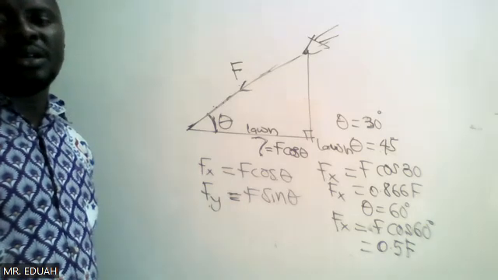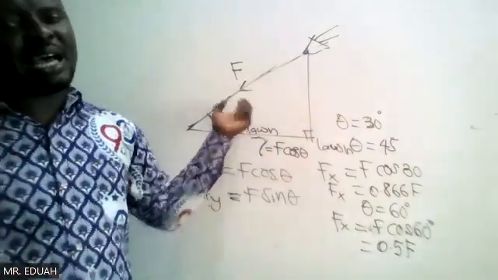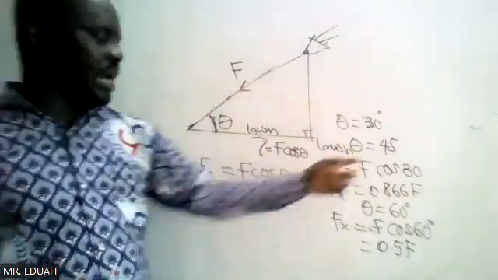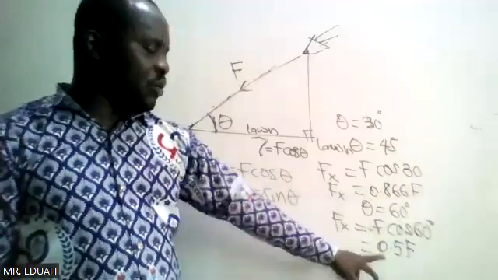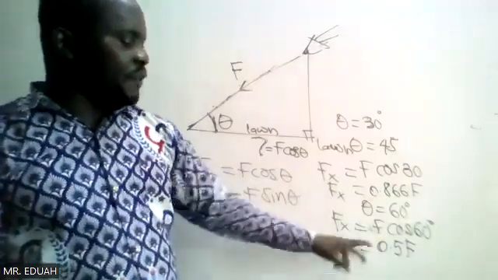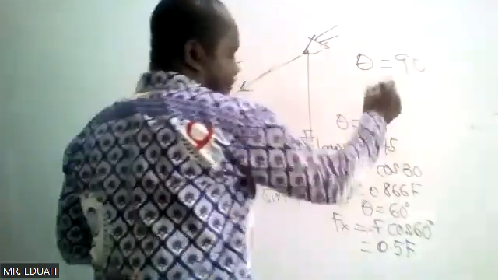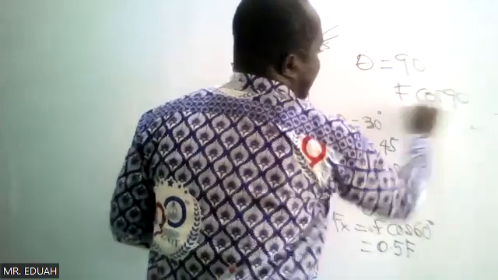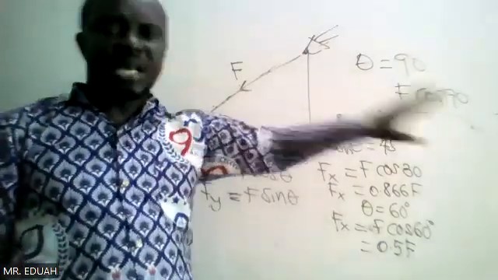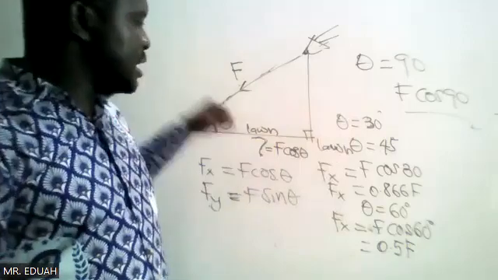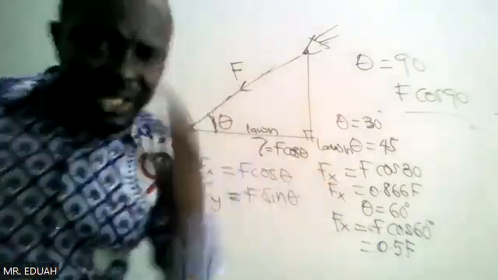It would decrease, because F is constant. Whether the angle is increasing or decreasing, F is constant. So the coefficient of F was 0.866, and now we have 0.5. If theta is equal to 90 degrees, we still have F cos 90, and cos 90 is 0, making the horizontal component completely 0. So as theta between the lawn and the mower handle increases, the horizontal component decreases.